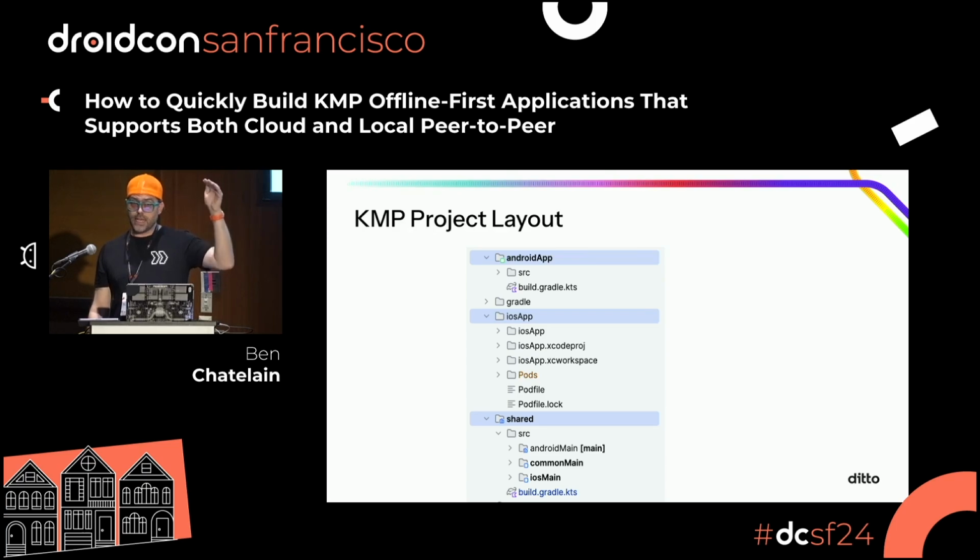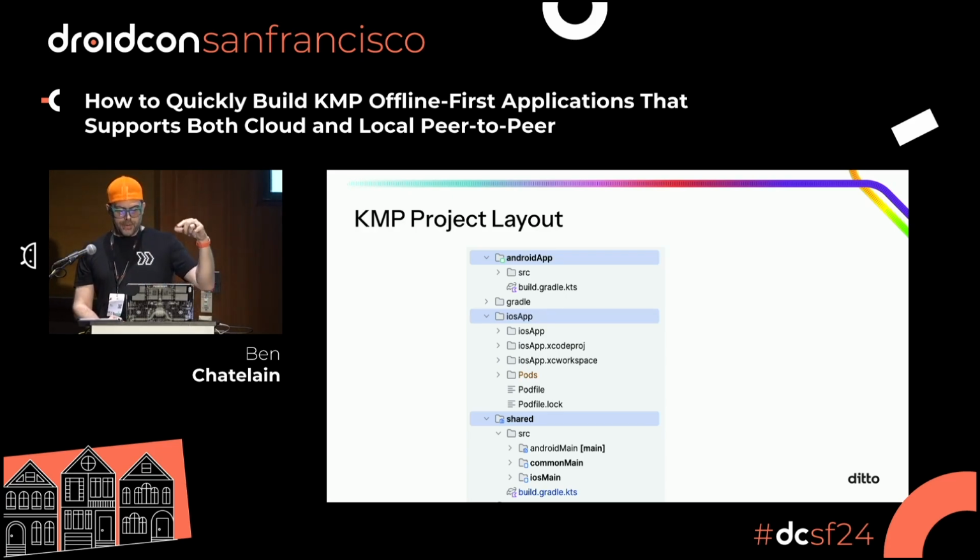You get a top-level Android app, a top-level iOS app, and a shared folder. Shared is where the cross-platform code is going to go, and we're going to look deeper into that. But the iOS app is just an Xcode project. That Xcode project will consume the output of iOS main, because that generates a framework for the iOS side.